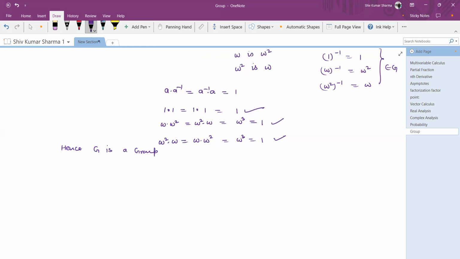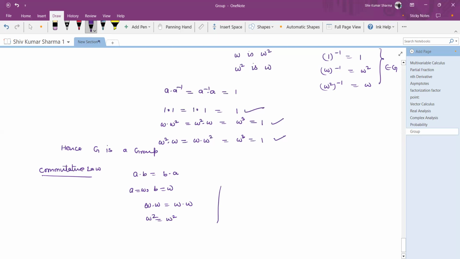G is a group. Now we move to the further property, the fifth property, that is the commutative law. For the commutative law, we see that A into B is equal to B into A. It is also satisfied when you consider A equal to omega and B equal to omega. So omega into omega is equal to omega into omega, meaning omega square is equal to omega square.